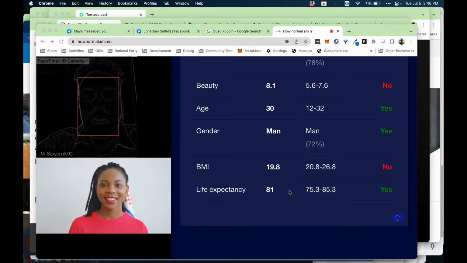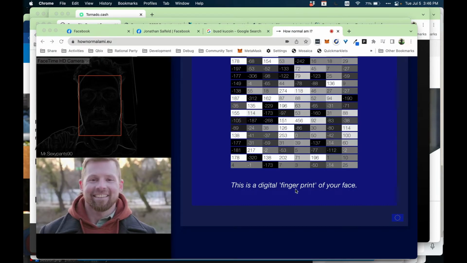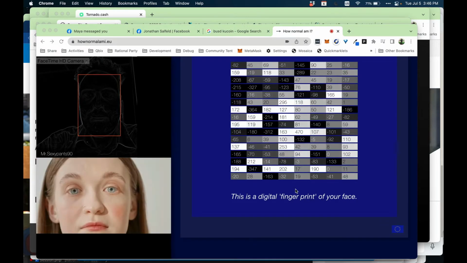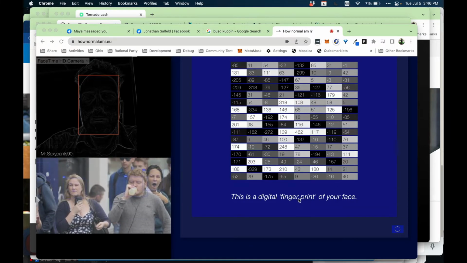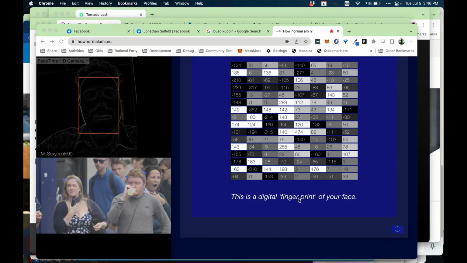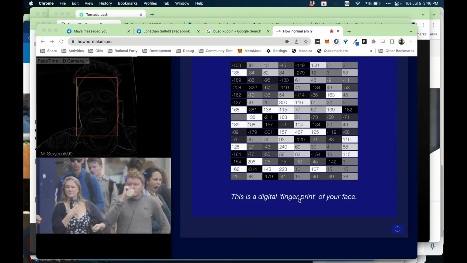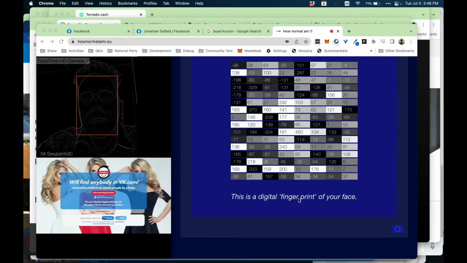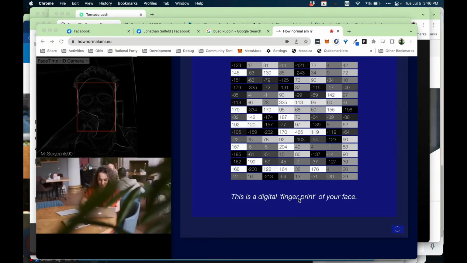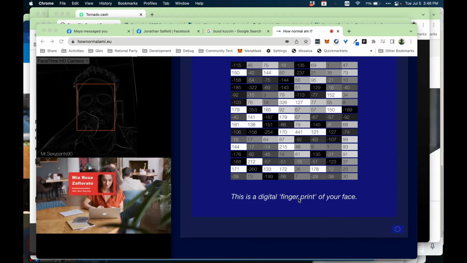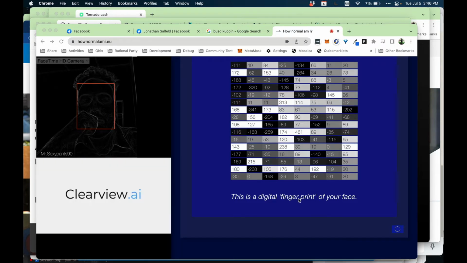Just like you have a fingerprint, you also have a face print. This digital face print is usually expressed in 128 numbers. This makes it possible to recognize you wherever you go. For example, Russian company FindFace offers a service where you can take a picture of a stranger and then it will try to find the social media profiles that belong to that person.